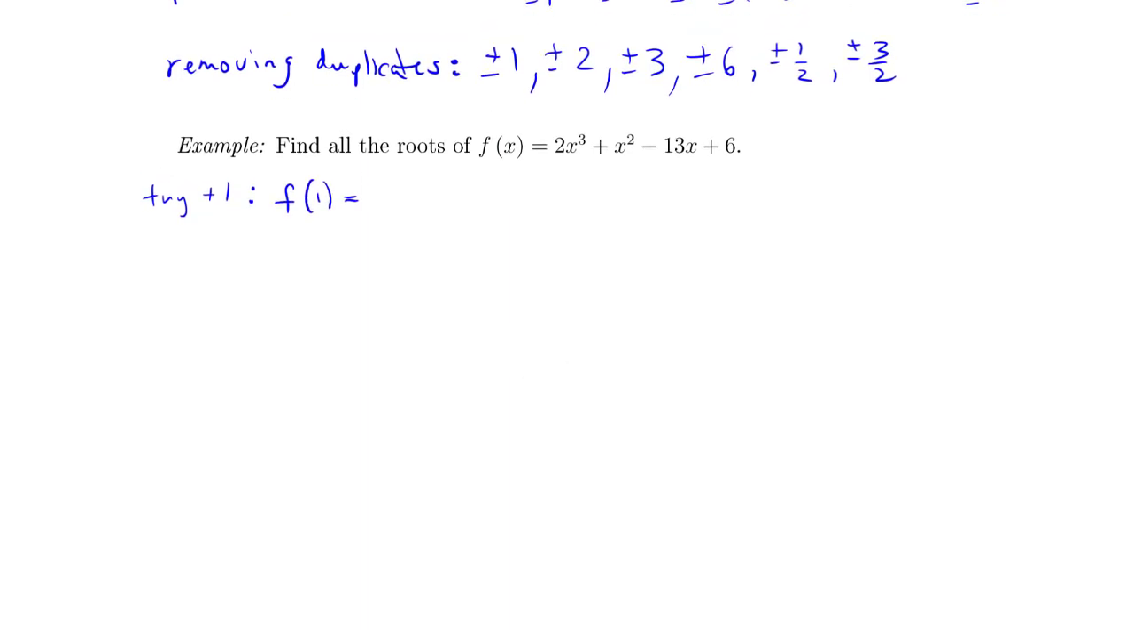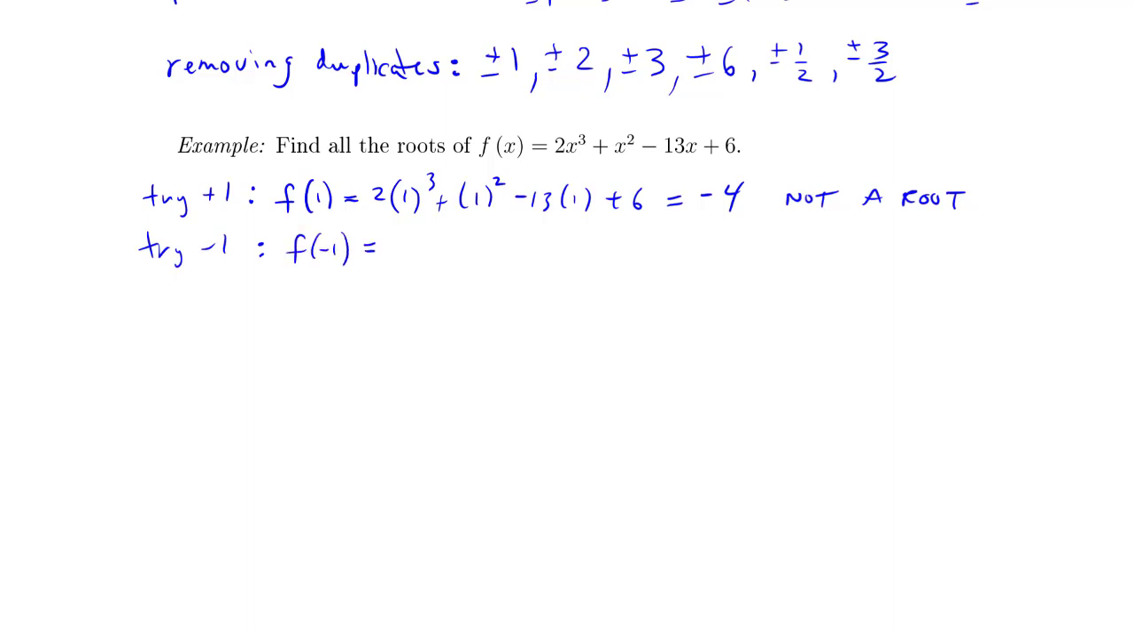which would be 2 times 1 cubed plus 1 squared, minus 13 times 1 plus 6. And if I do that, so that's 2 plus 1 minus 13 plus 6, that's minus 4. So the remainder being minus 4 tells me it's not a root. I'm looking for a remainder of 0. So then I could go to the next one. I could try negative 1, say.